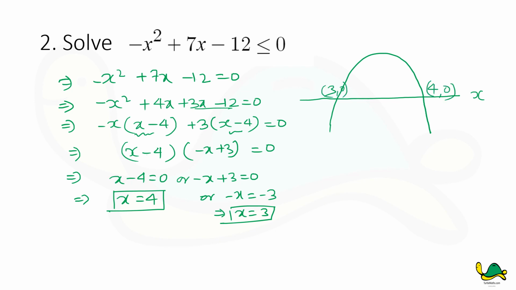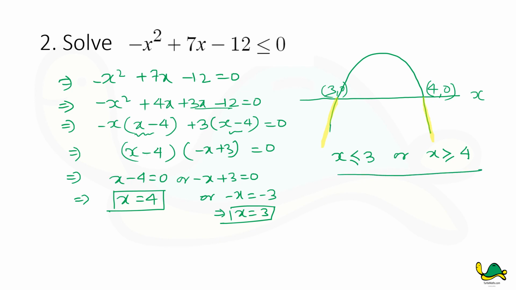And we are asked to find the region where it is less than or equal to 0. So less than or equal to 0 means we have to take the region where it is below the x-axis. So this is going to be the region which is, I have to take x should be less than or equal to 3, or x should be greater than or equal to 4. That's my answer.